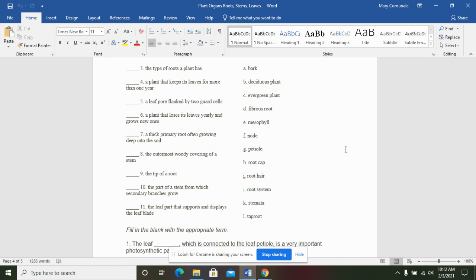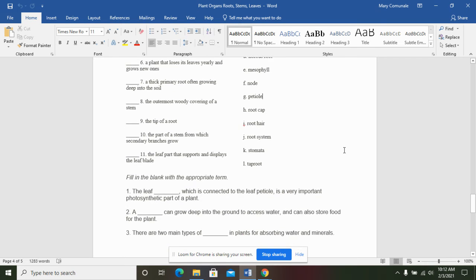Number 10, the part of the stem from which secondary branches grow. That's F, the node. And number 11, the leaf part that supports and displays the leaf blade. It's going to be G, the petiole. Now, these next ones, you're going to be using the same terms again. The definitions are slightly different, so we'll do the best we can with these ones. There is one in here that is super confusing.